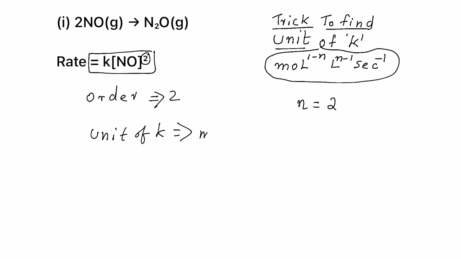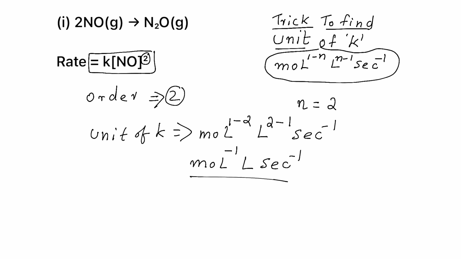So what is that? Mole 1 minus, here what is the order? 2. Then liter N minus 1. So 2 minus 1, second raised to minus 1. So what is the answer? Mole 1 minus 2 is minus 1. Liter 2 minus 1 is 1. Second raised to minus 1. Clear? Hope all of you understand. So that is the answer.